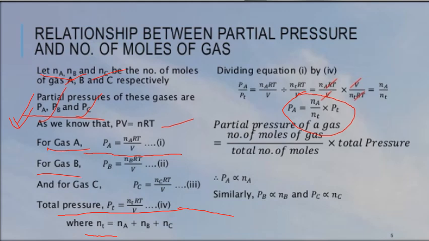ठीक है, यहाँ ये आपने काम किया. In a similar way you can find it for the second gas. अगर PB के लिए करना चाहते हो तो the term ही change होगी, बस PA की जगह PB आ जाएगा और NA की जगह NB आ जाएगा, बाकी सब चीज़ें वही रहेंगी.